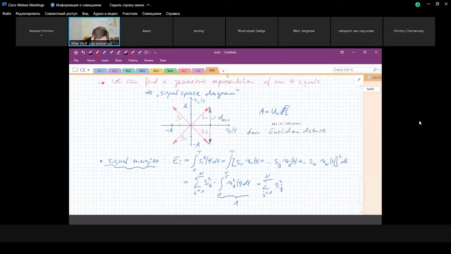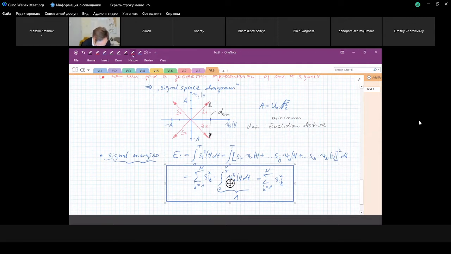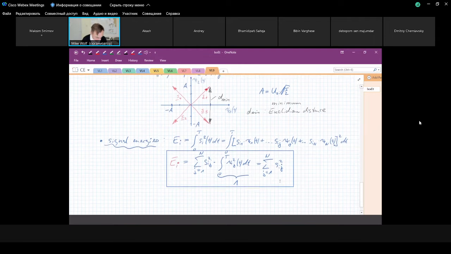Maybe we draw this like this. So again, next try, draw this. And we say, okay, E_i, our signal energy of the i-th signal, is given by the sum of the coefficient squares of our signals.